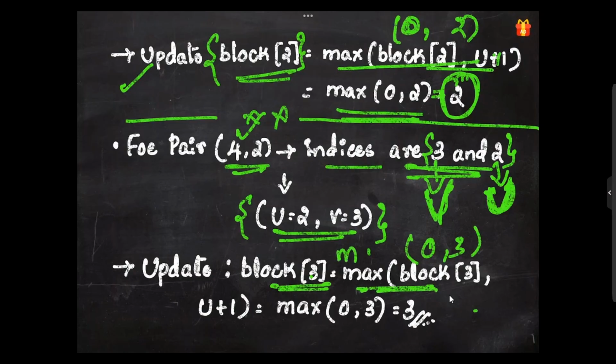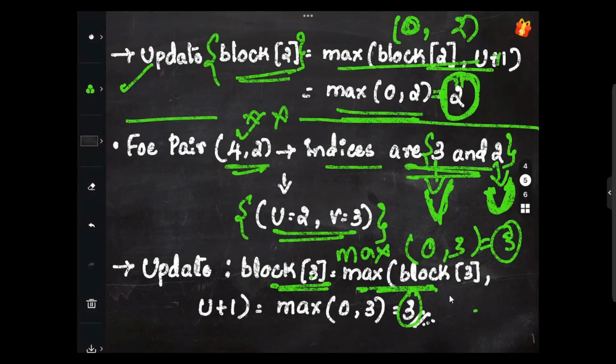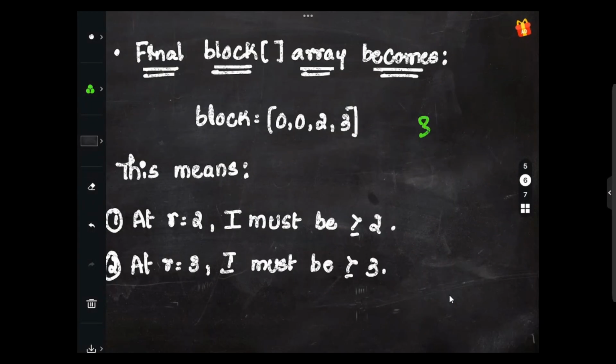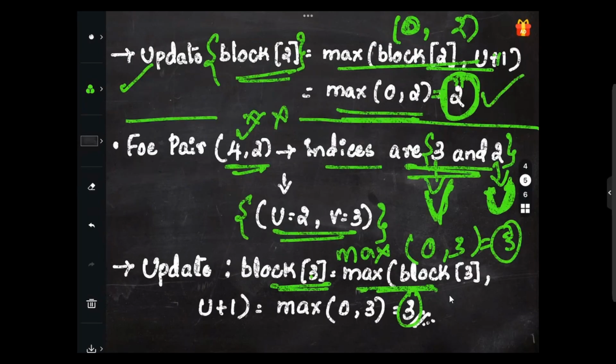So this will be max of 0 comma 3, nothing but it will lead to 3 as well. So here in this case max we have got 2 for the first pair, and for the second pair we have got max 3. For the first pair 3 comma 2 we have got the max value 2, right? Yeah, max value 2 here, this one.